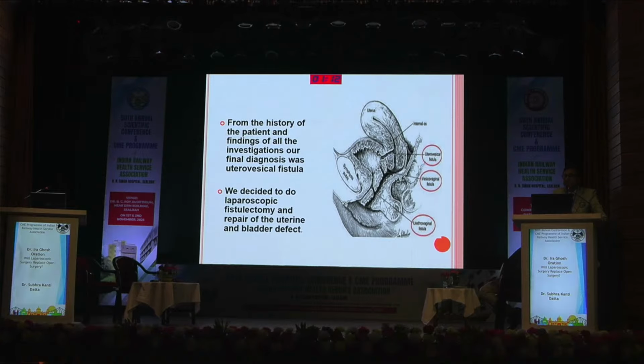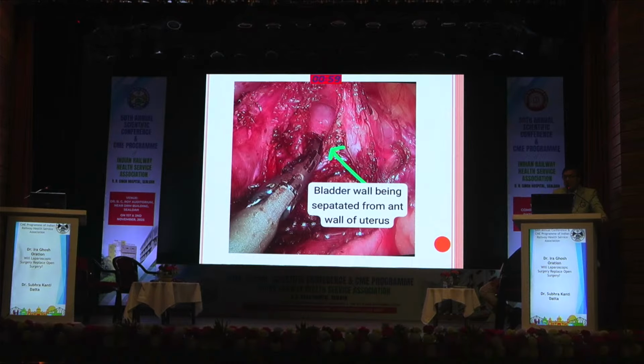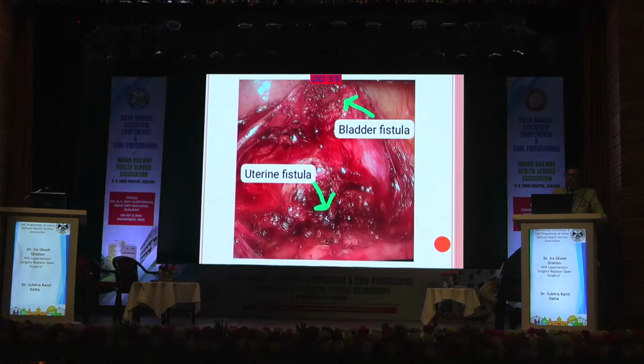This is the pictorial representation of this fistula between the uterus and the bladder. Initially, the bladder peritoneum was lifted and separated from the anterior uterine wall. The bladder wall is being separated from the anterior wall of the uterus. You can see both the fistulas, the bladder fistula above and the uterine fistula below.